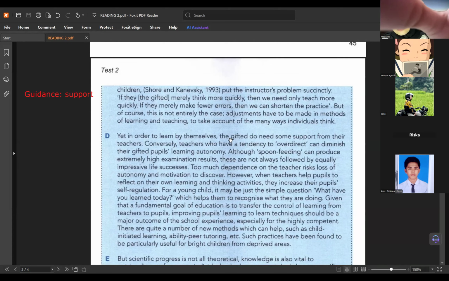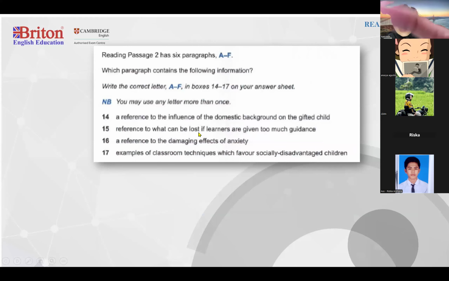In order for the gifted, some support from the teachers. Okay, there is a support here. Now let's check paragraph D to confirm the information. What's the information again? Too much guidance is not good for learners, right? So learners can be lost. Something can be lost if learners are given too much guidance. Sesuatu bisa hilang jika pelajar diberikan terlalu banyak bimbingan or support.